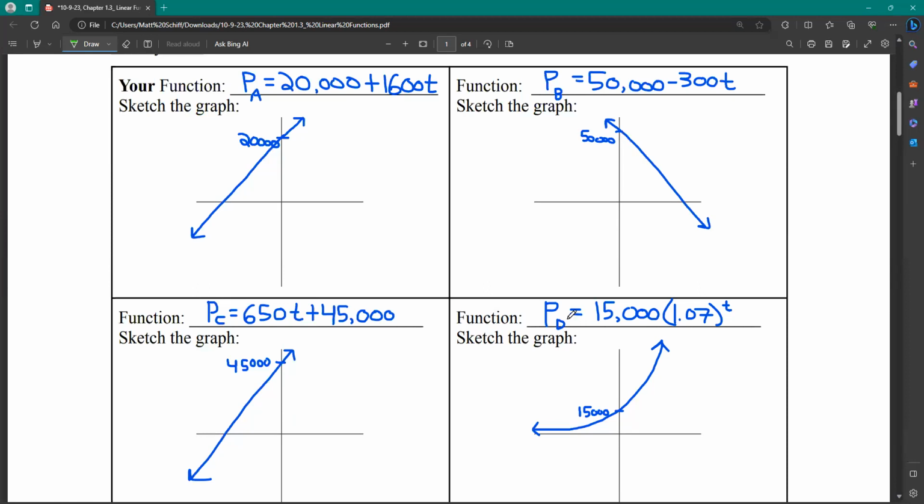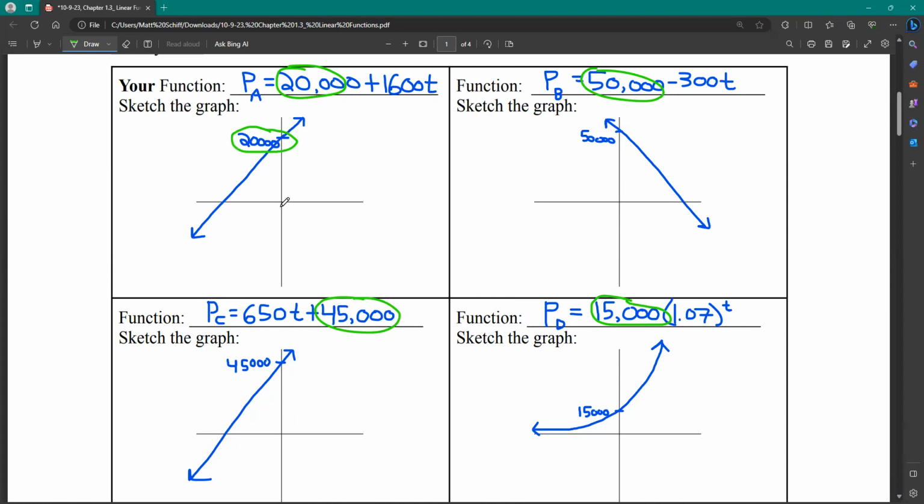All 4 functions have something in common. They all show what we call the vertical intercept. So back in Algebra 1, you probably called it the y-intercept. But the output is not always y. It could be a different variable. So we're going to call it the vertical intercept. So vertical intercept is where the graph crosses the vertical or the y-axis. So for P of A, 20,000 would be the vertical intercept if you were to sketch the graph.